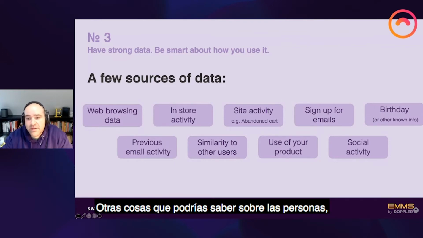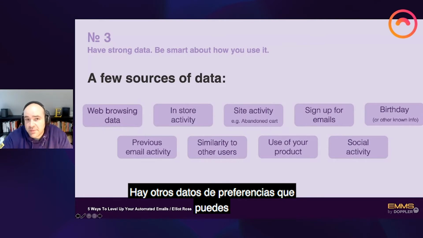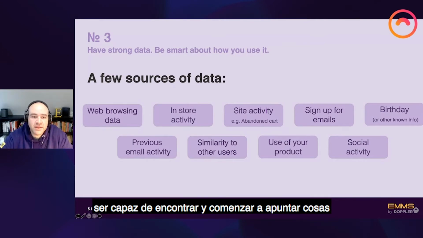Other things that you might know about people, so their birthday, for example, if that's relevant, you could start pulling in content and send an email saying, hey, happy birthday, here's an offer, for example. There's other preference data that you might be able to find and start targeting stuff based on that as well.